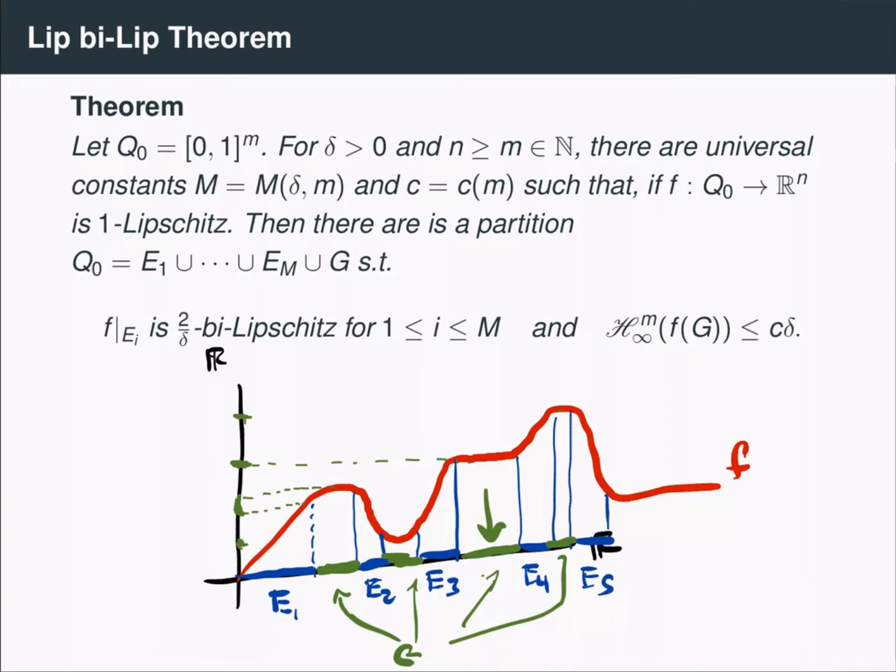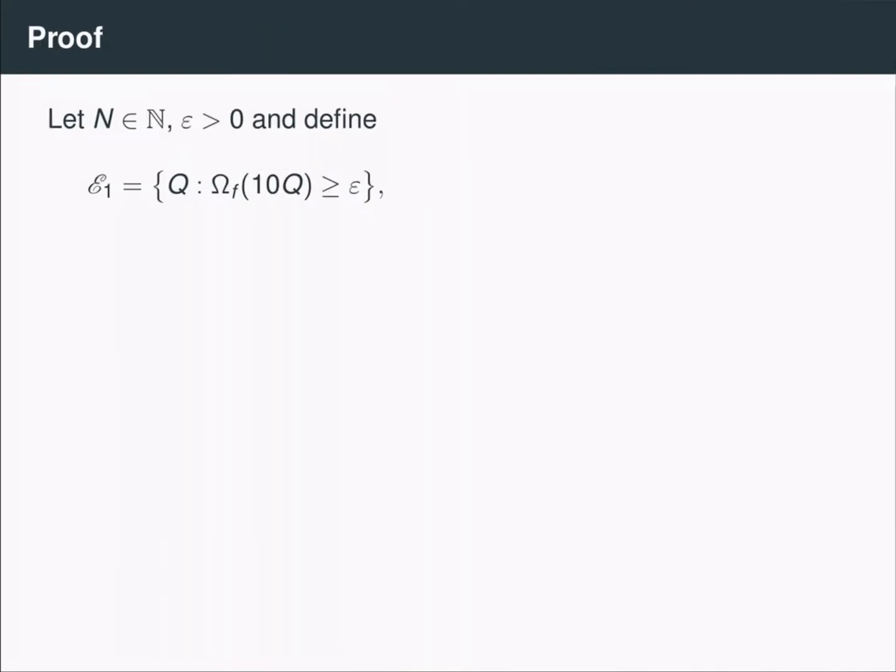In the proof of the Lip-bi-Lip theorem, we'll see that the set G consists of other parts, not just the places where our function f is moving very slowly. But this is the general idea of the proof. The proof uses a clever algorithm to partition the domain into sets where the function is bi-Lipschitz plus a garbage set. So let's go over the details.